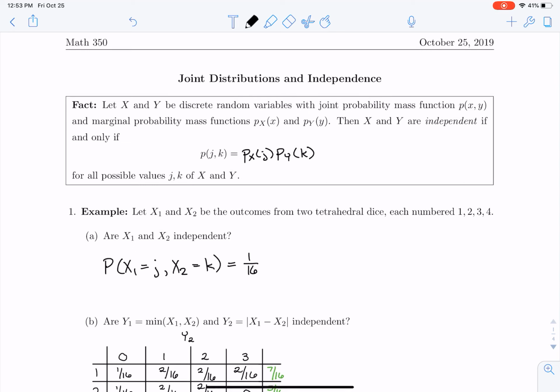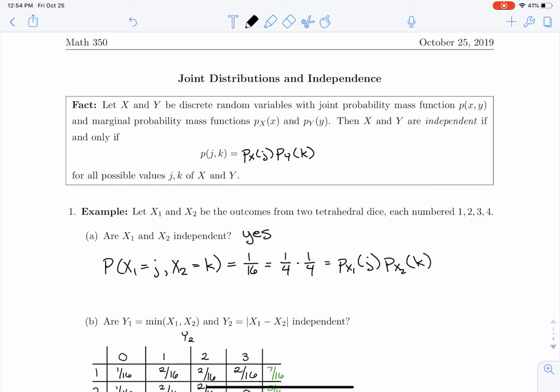But we notice that 1/16 is equal to 1/4, the probability of rolling one of the values for X1, times 1/4, the probability of rolling one of the values for X2. And so this is the marginal probability of X1 evaluated at j times the marginal probability of X2 evaluated at k. So therefore, yes, X1 and X2 are independent, as we already knew from our work with dice.